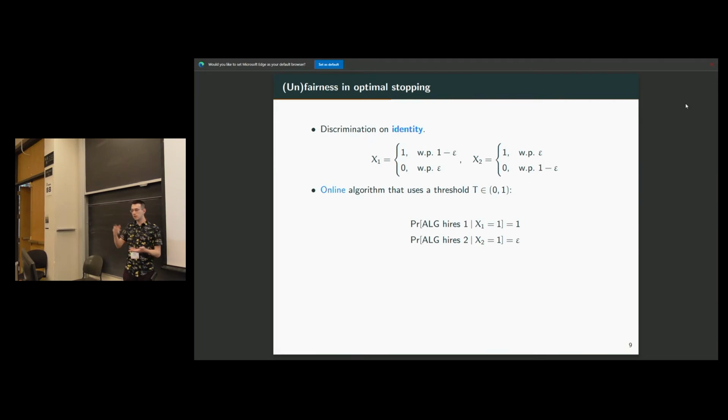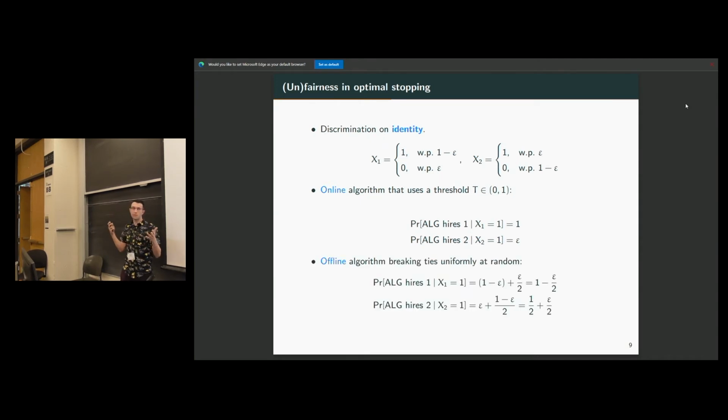One is getting hired with almost 100%, the other almost 0. And that's actually not an artifact of the online nature necessarily. It also happens in an offline setting where, imagine you are the prophet, you know all the realizations of the values, and let's say, so I have to specify what you do if you see both of them being 1, and let's say you flip a fair coin to decide between the two.